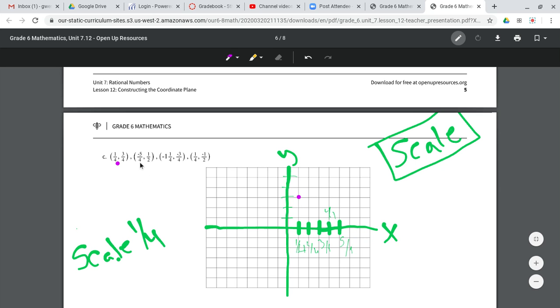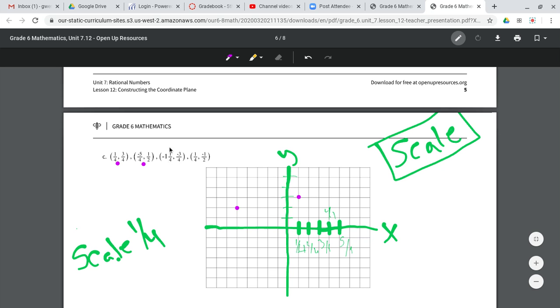Our next point is -5 fourths and 1/2. So we're going to start at our origin and go left 5. So 1/4, 2 fourths, 3 fourths, 4 fourths, 5 fourths. And remember, we're going in negative direction, so these are all negative numbers. And then a 1/2. So 1/2 was same as 2 fourths. So there is our -5 fourths, positive 1/2.